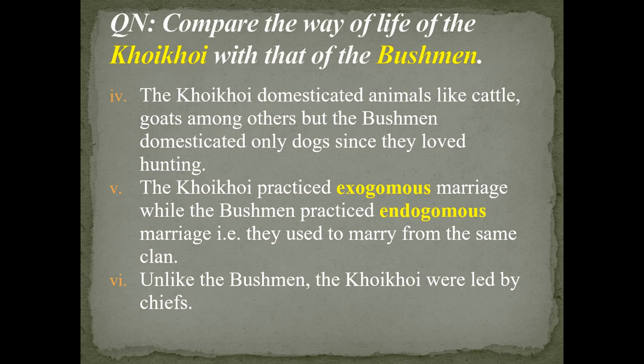The Khoikhoi practiced exogamous marriage. We said exogamous marriage was the marriage outside the clan. And then the San practiced endogamous marriage within the same clan. Hope that one is clear. Then point 6. Unlike the Bushmen, the Khoikhoi were led by chiefs. Are you seeing the difference there? Khoikhoi were led by chiefs, but the Bushmen were led by clan heads. Were led by headmen, or elders, that were not even knowing much of what they were doing.